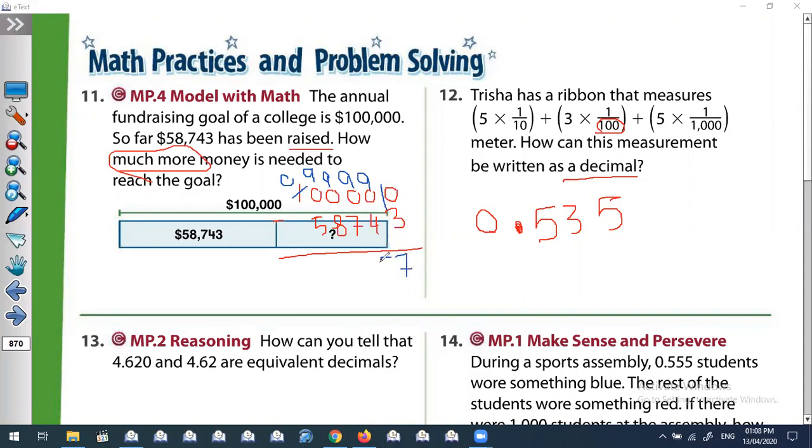9 minus 4 is 5. 9 minus 7 is 2. 9 minus 8 is 1. 9 minus 5 is 4. 0, keep. So the answer is 41,257. The next exercise.